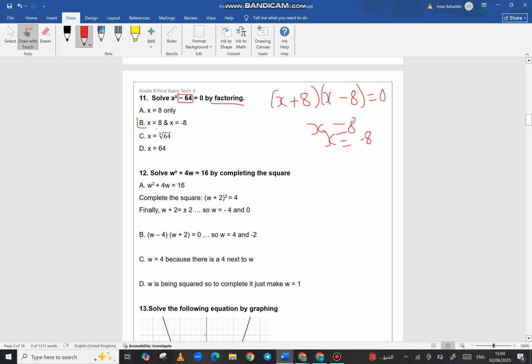Now, personally, I would prefer to do this using square roots, not by factoring, which would mean you take this to the other side, you add 64 on both sides, and you end up with x squared is equal to 64 positive. Now square root that and square root that to get rid of the x squared. So it's x is equal to plus or minus 8, which basically means the answer is B.